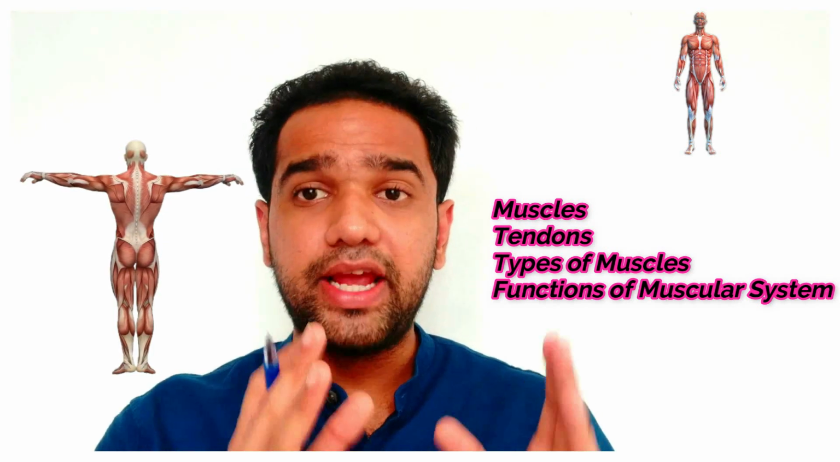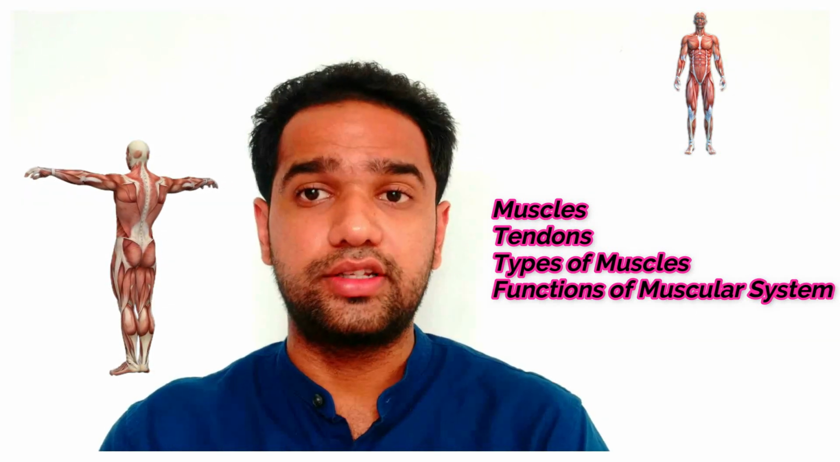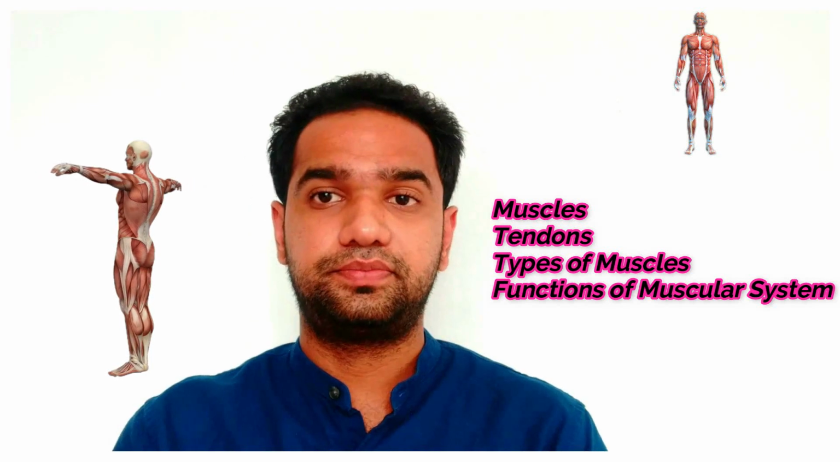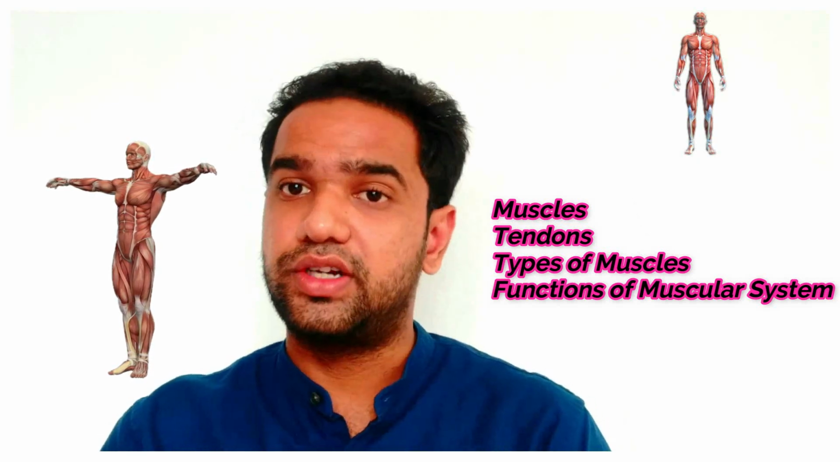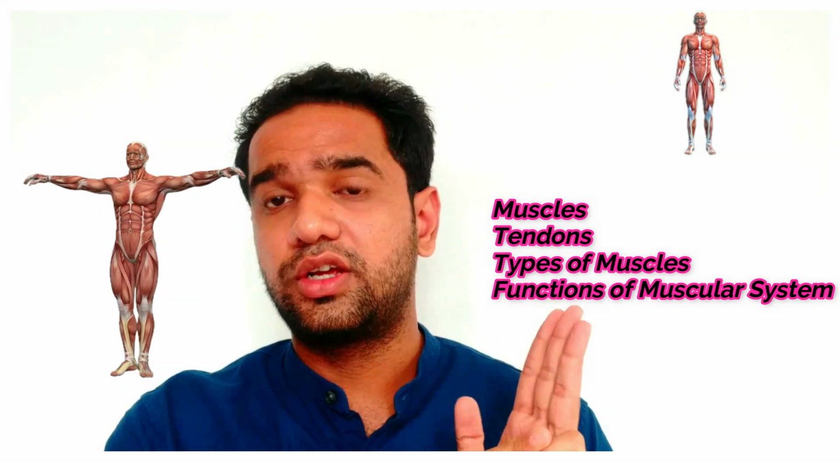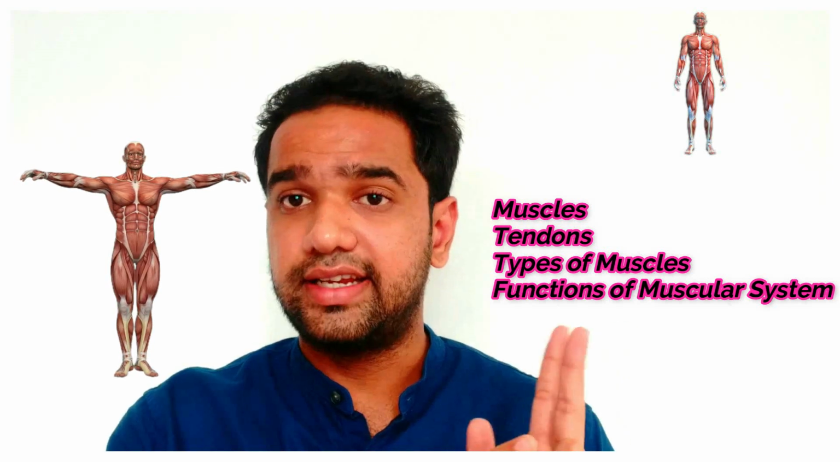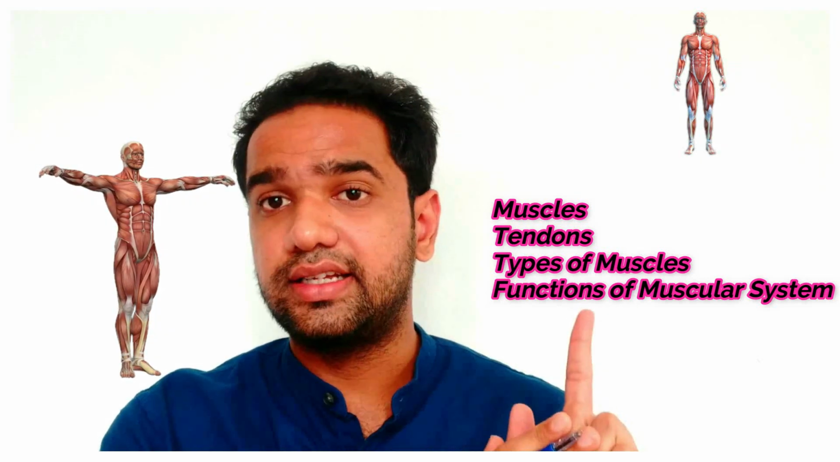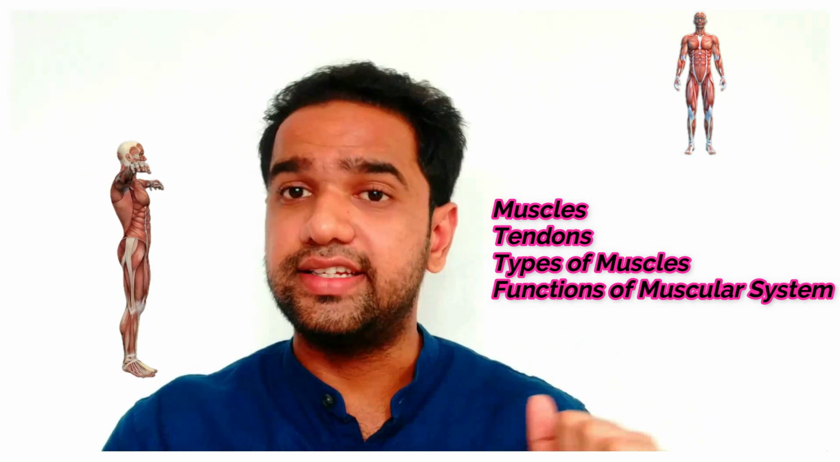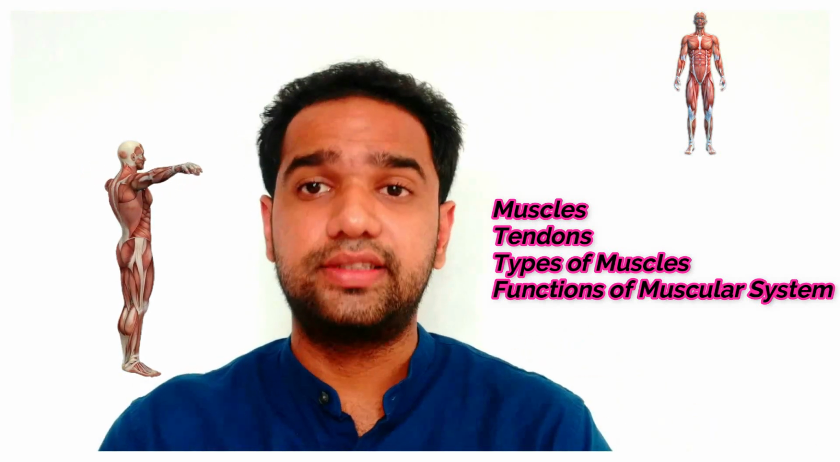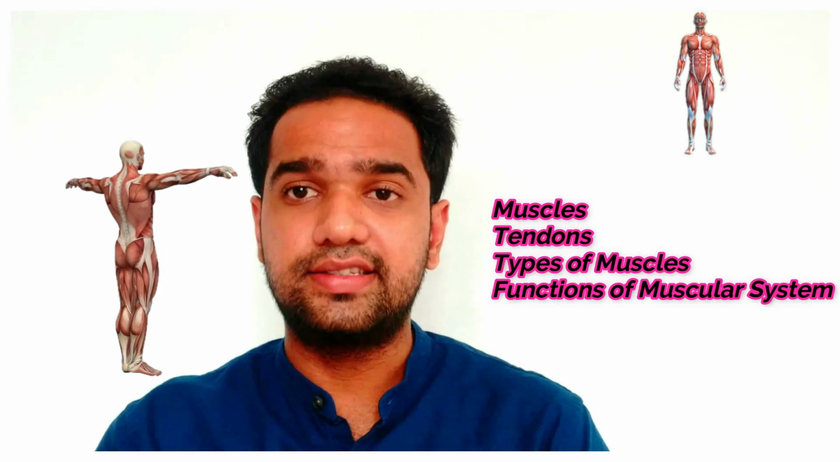Then a pair of muscles works at joints to bring about movement. That's how the muscles work. Then functions of the muscular system. First one, causing movement. Second, maintaining posture. Third, stabilizing joints. And fourth, generating heat. So these are all the things we discussed in this session.